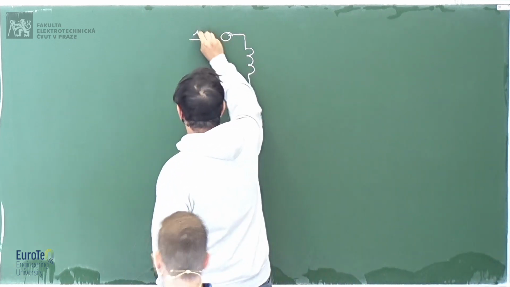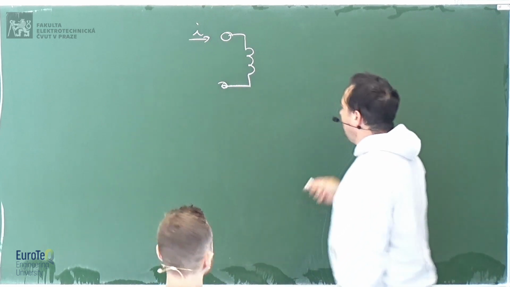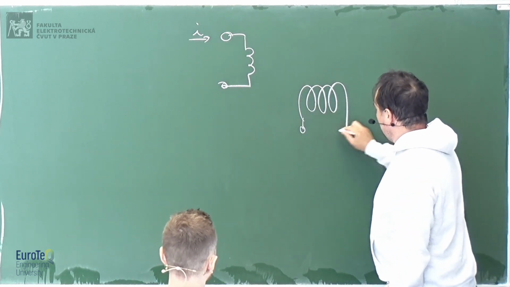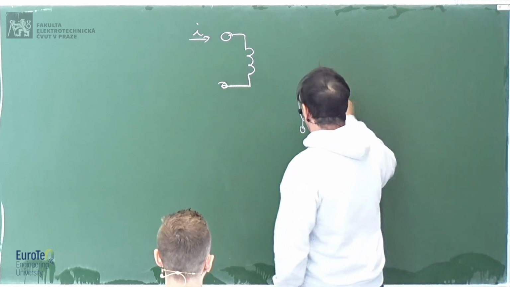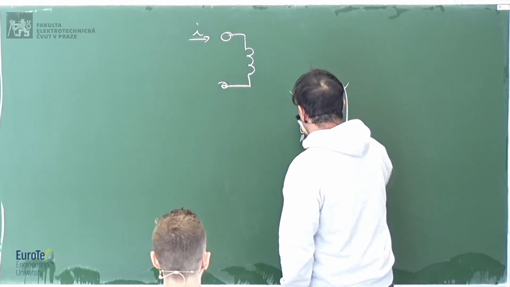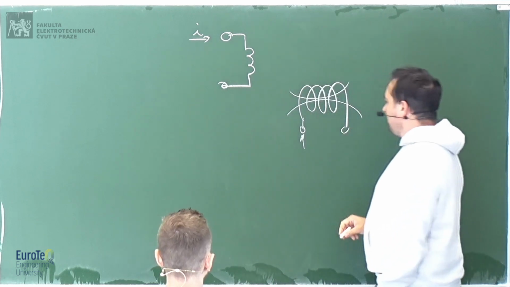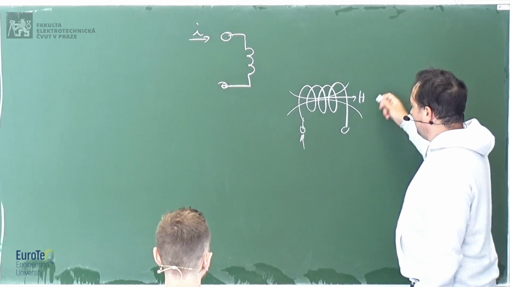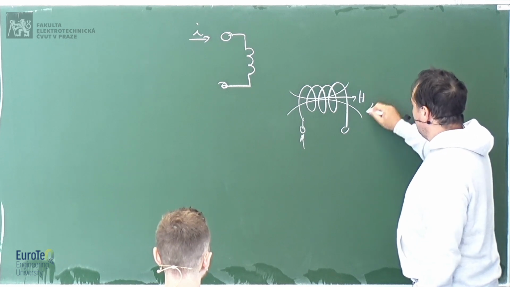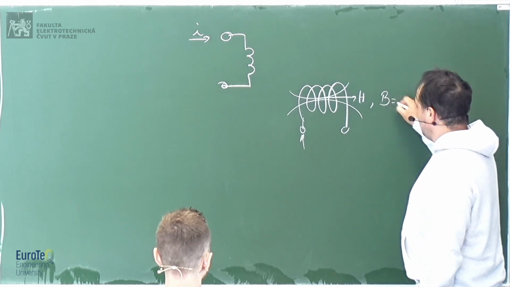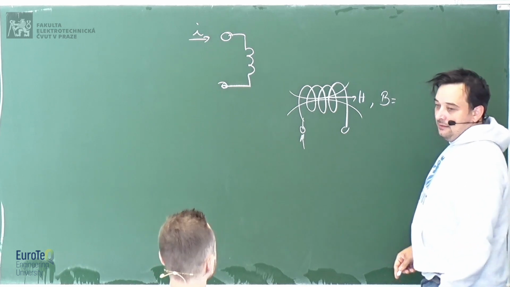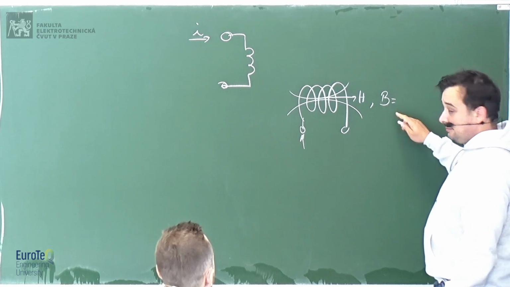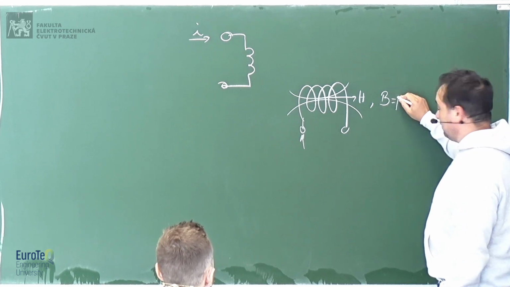Now, we have a current, again. Let's say that you have a solenoid. And you inject some current. It will create a magnetic field. And you know that the magnetic field will have a magnetic flux density B, which is mu.